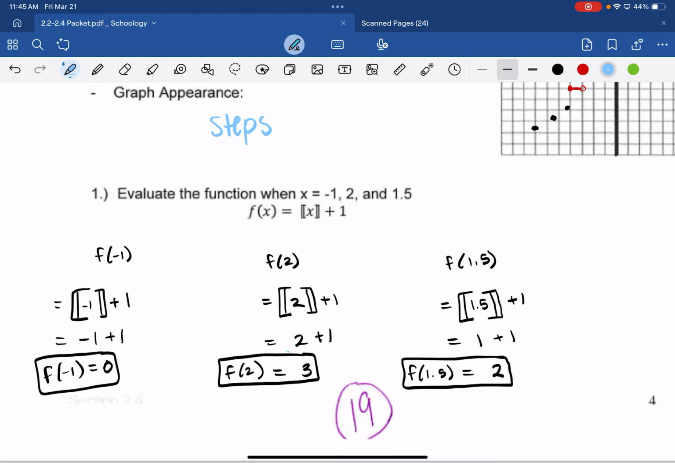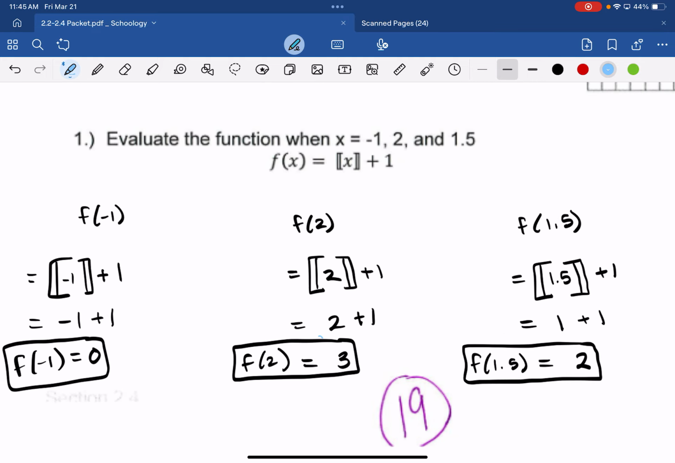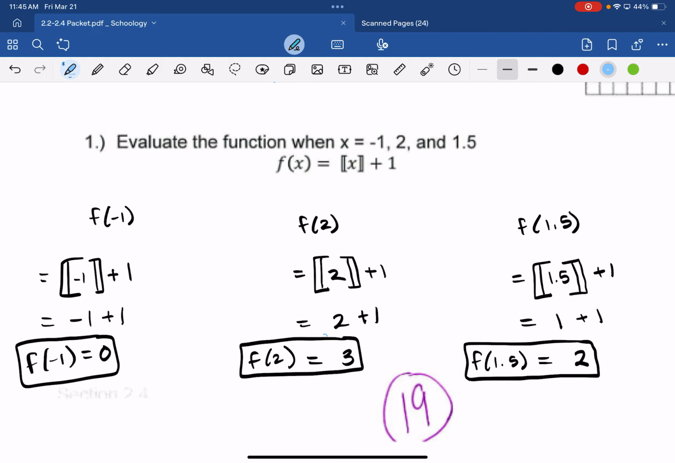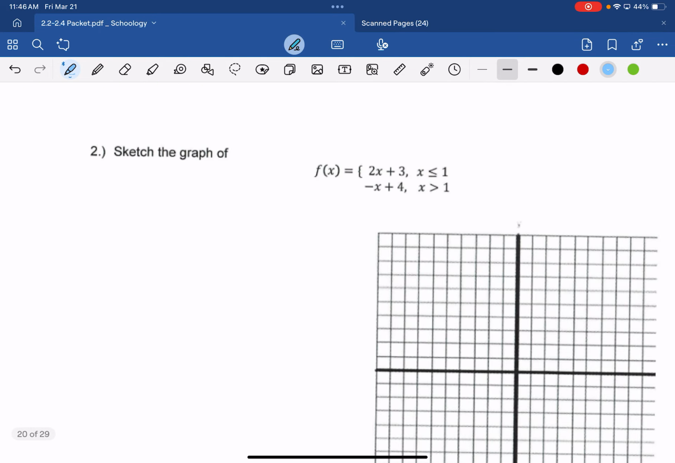Here's what we get for our answers. Okay, my first 2, I didn't have to change my number at all because they were already integers. So -1 stayed a -1, 2 stayed a 2. 1.5 is the only one we've had to round. We got to round down to 1. Okay? Any questions on these? We're good? All right.